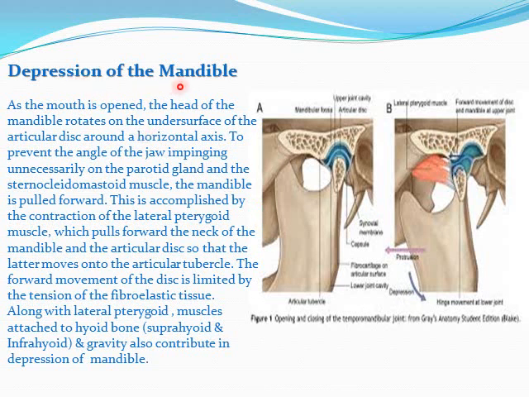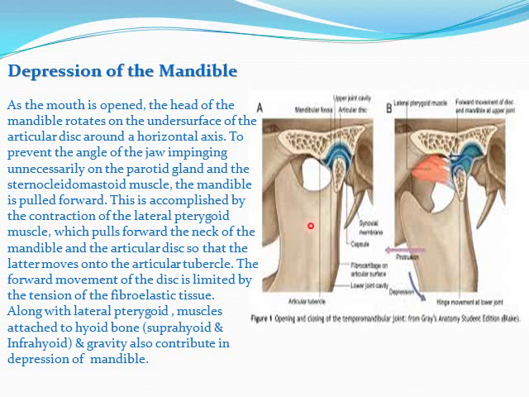Now the depression of the mandible. Initially, as the mouth is opened, the head of the mandible rotates on the under surface of the articular disc around a horizontal axis. To prevent the angle of the jaw impinging unnecessarily on the parotid gland and the sternocleidomastoid muscle, the mandible is pulled forward. So this is accomplished by the contraction of the lateral pterygoid muscle, which pulls forward the neck of the mandible and the articular disc so that the latter moves onto the articular tubercle.